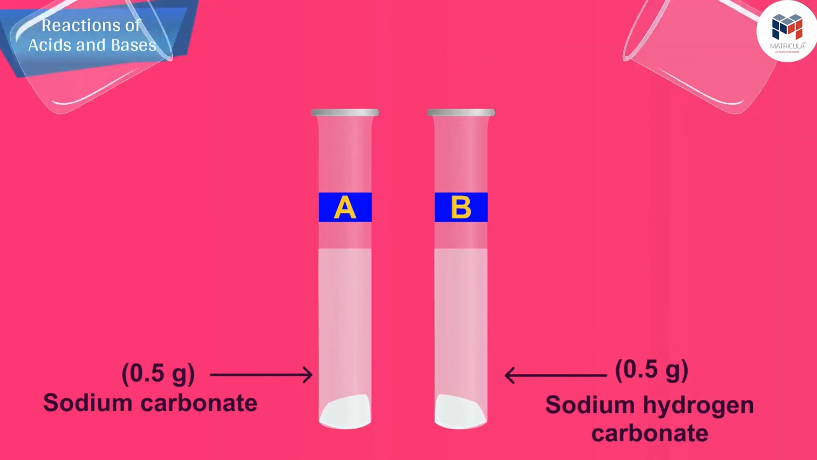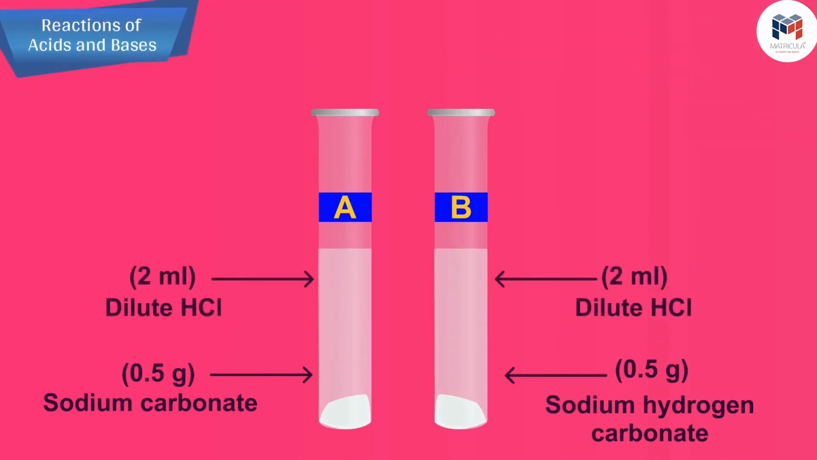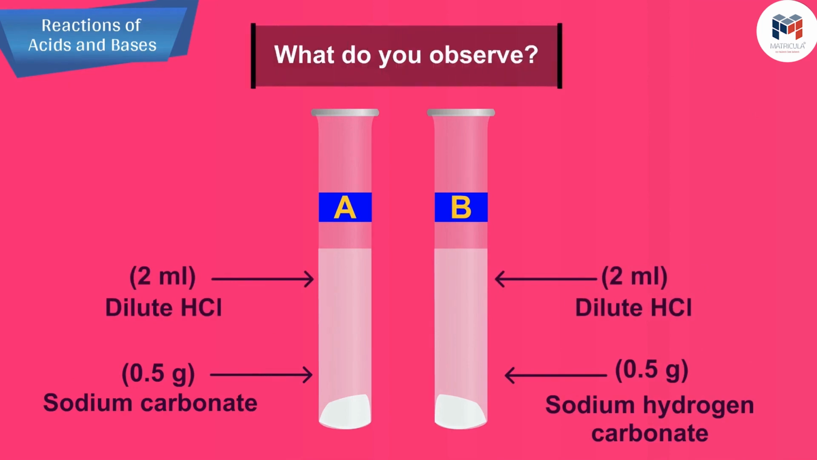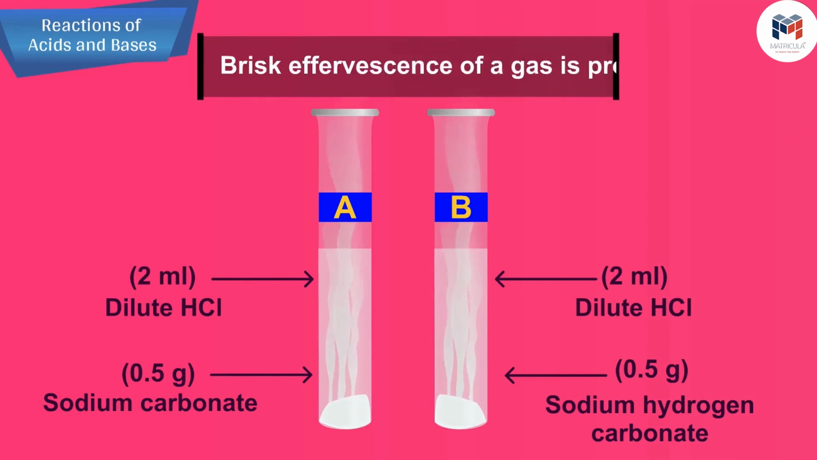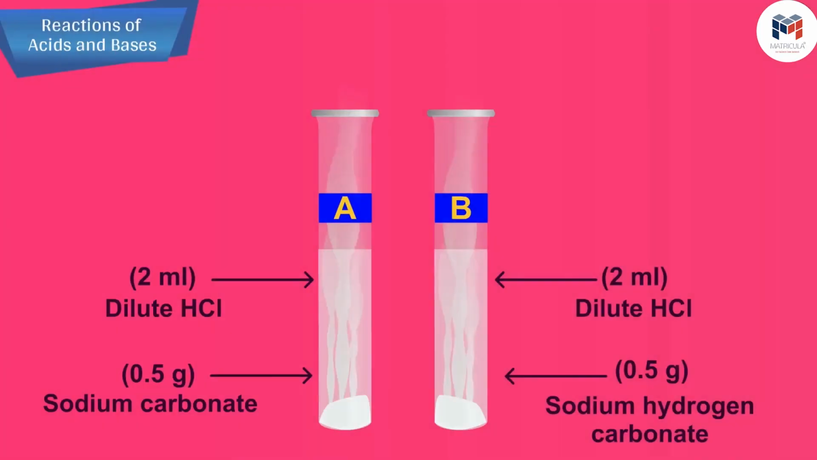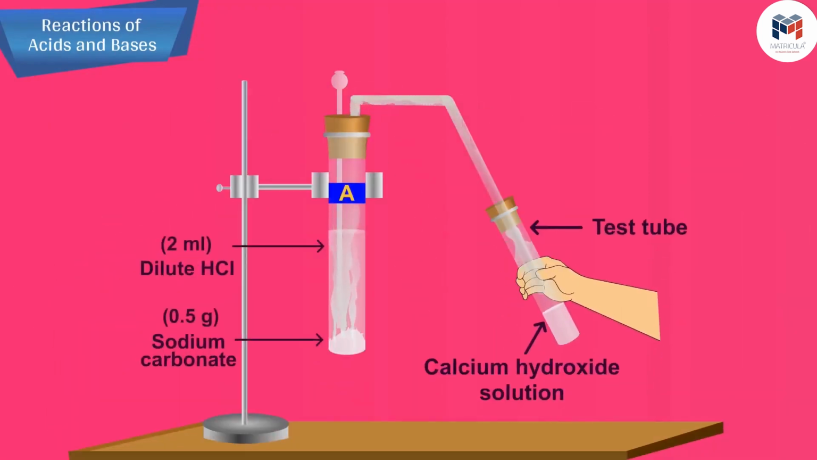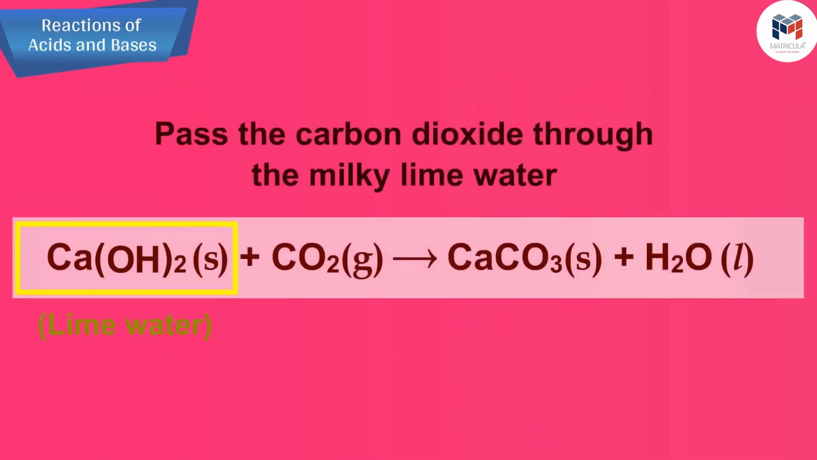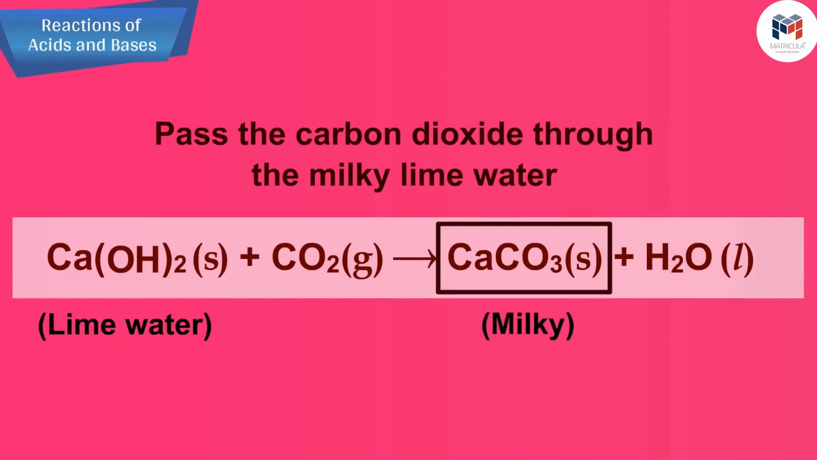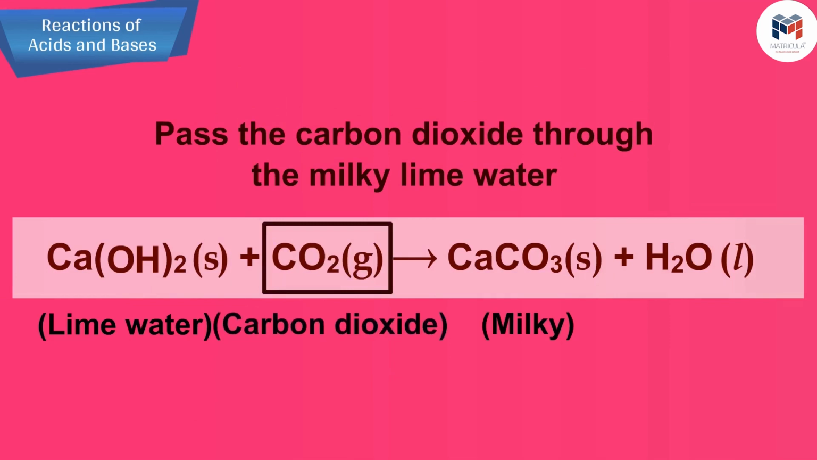Add about 2 ml of dilute HCl to both the test tubes. What do you observe? You will observe that brisk effervescence of a gas is produced. Pass the gas produced in each case through lime water, calcium hydroxide solution, as shown in the figure, and record your observations. You will observe that the lime water turns milky, which shows that the gas evolved is carbon dioxide.